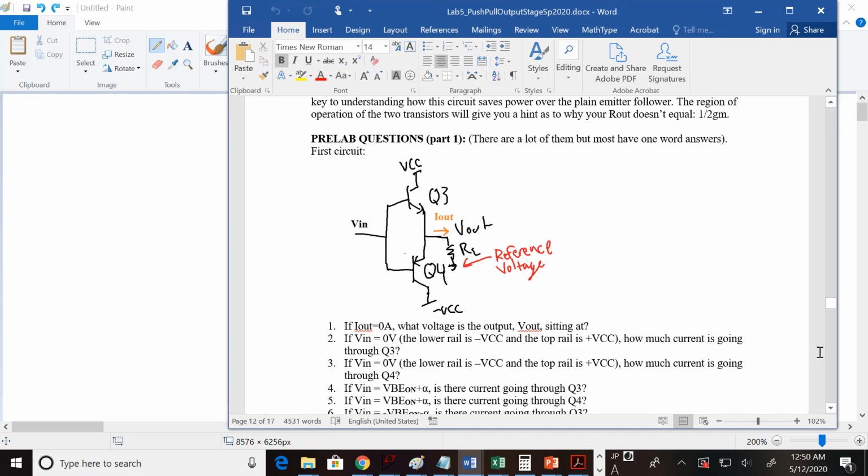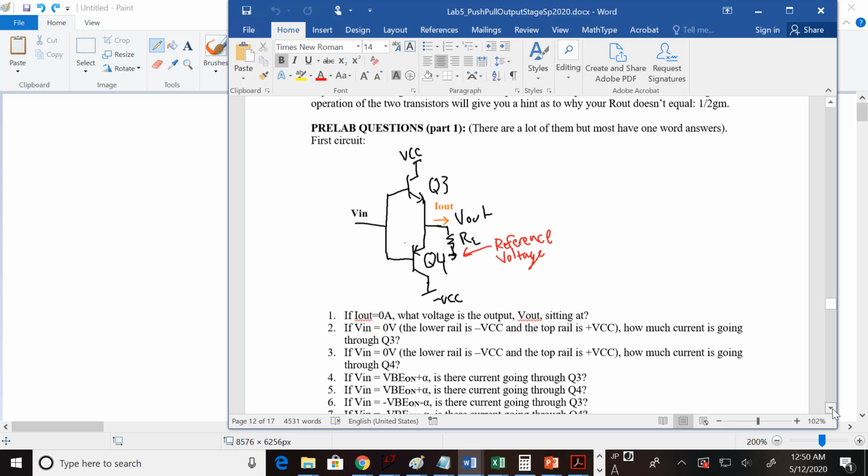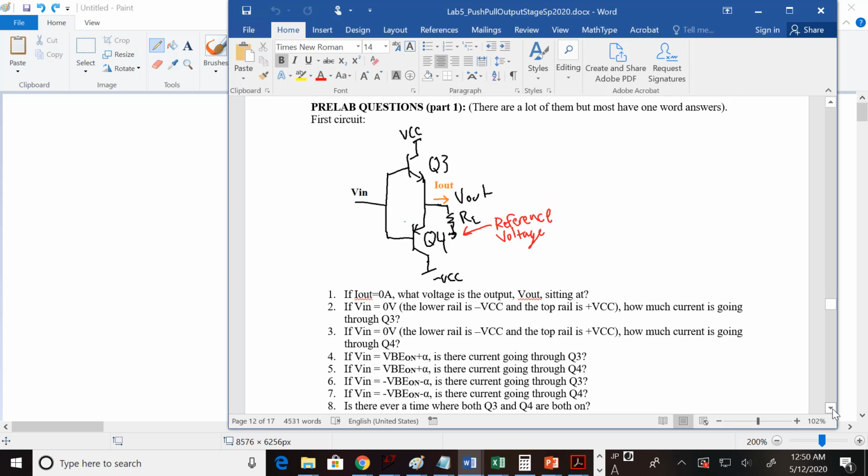Okay, so let's look at how this first stage works, and we'll go through the questions on my pre-lab. The handout is posted, so if you want to follow along, I think it's in week 5 on Canvas.